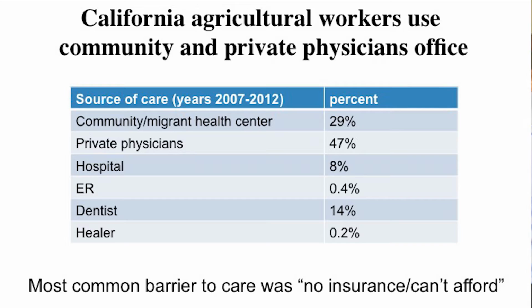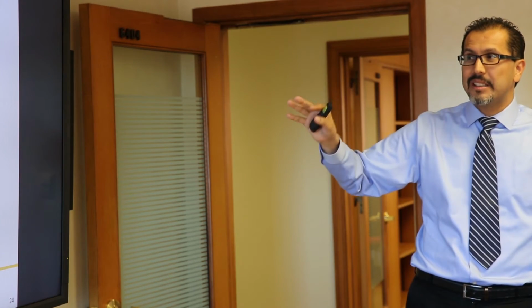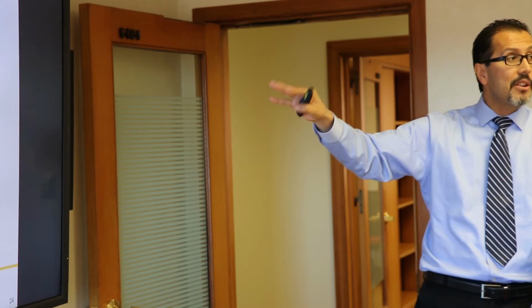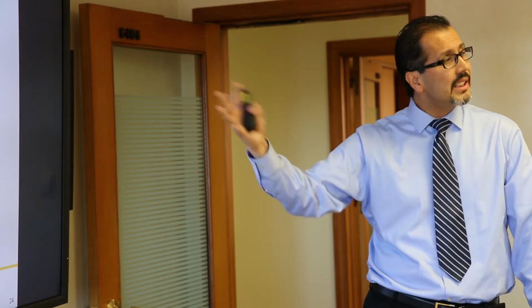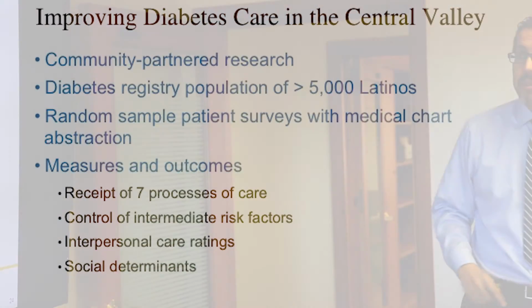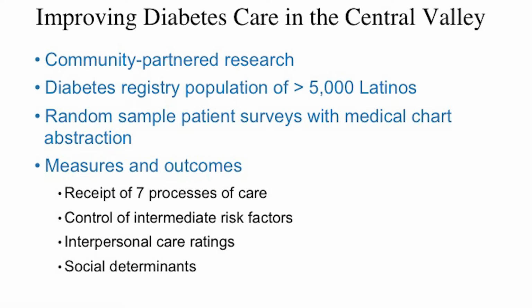So one project that I recently finished is improving diabetes care in the Central Valley, and this was a community partnered project with a large community health center that serves about 2 counties. They're basically the safety net for 2 large counties in Central California, and it was on a registry of about 5,000 Latinos with diabetes.